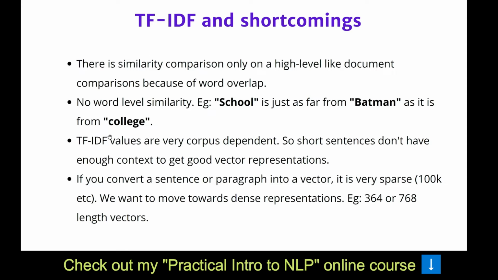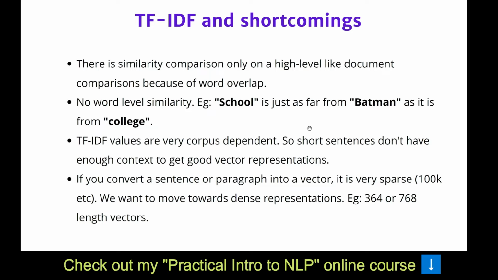You need to remember that there is no word-level similarity. That means a word like school is just as far from Batman as it is from college. Essentially, school and college should be closer together in high dimensional space, and Batman should be farther. But in the TF-IDF case, school, Batman and college each have just one single value, so you cannot really compare those values with each other.